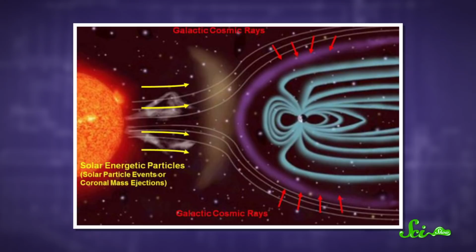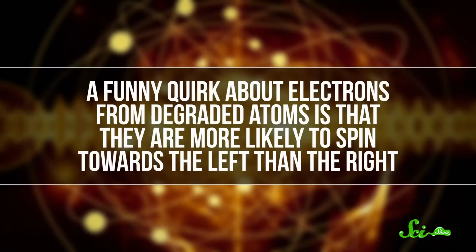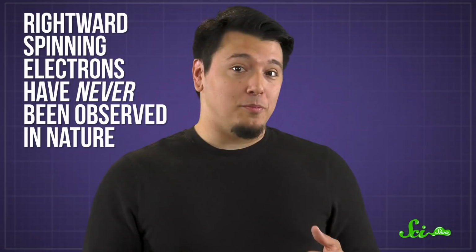Specifically, from the high-energy radiation known as cosmic rays. When cosmic rays shower down on Earth's atmosphere, they cause gas molecules in the atmosphere to break down into atomic particles like electrons. In the breakdown process, the cosmic rays put a bit of spin on the electrons, which once again means they can go left or right. But a funny quirk about electrons from degraded atoms is that they are more likely to spin towards the left than the right. In fact, while rightward spinning electrons can be generated in a lab, they have never been observed in nature, and physicists have yet to come up with a good reason why.